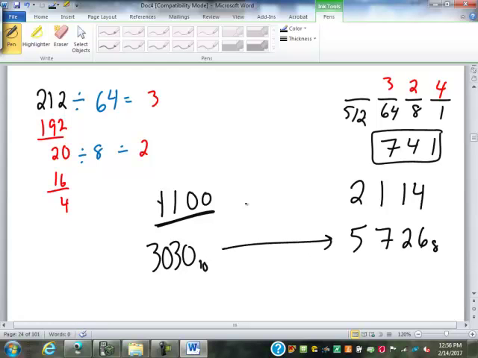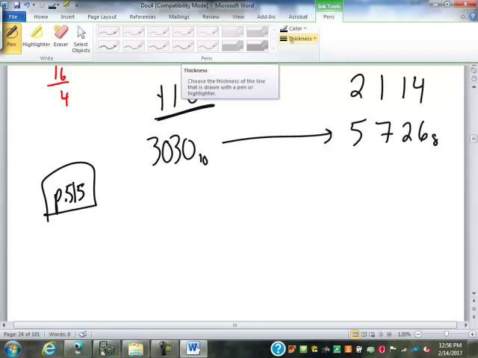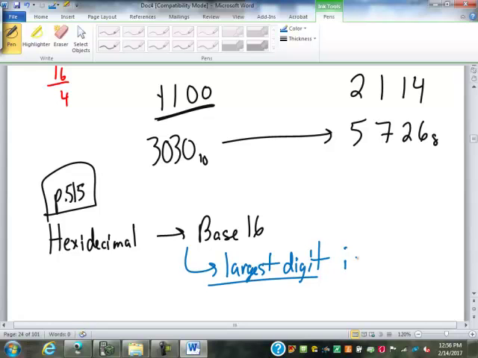Any questions on those? Okay. So now we're going to switch over to hexadecimal. So are we looking at page 515 now on the packet? Hexadecimal is base 16. Now the first obstacle we're going to see here, page 515.